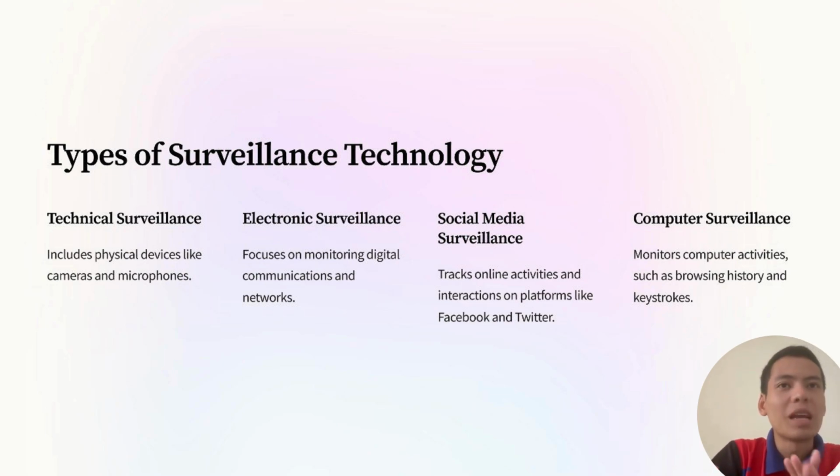So, what is type of surveillance? Among the types of surveillance are technical surveillance, electronic surveillance, social data surveillance, computer surveillance, and biometric surveillance.